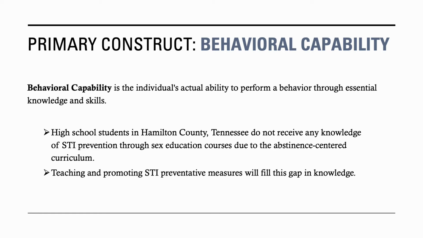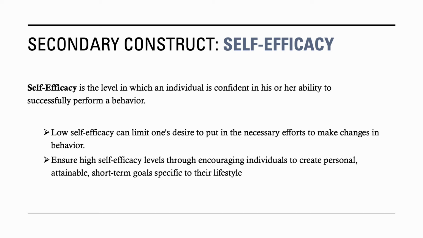as promoting sexual activity. Our intervention will use the construct of behavioral capability to fill the gap in the students' knowledge on how they can prevent contracting an STI if they choose to partake in sexual activity by teaching and promoting preventative measures. The secondary construct from the social cognitive theory we will be using is self-efficacy. Self-efficacy is defined as the level in which an individual is confident in his or her ability to successfully perform a behavior. If students doubt their ability and don't believe that they are capable of making changes, this can limit their desire to put forth enough effort to achieve behavior change.